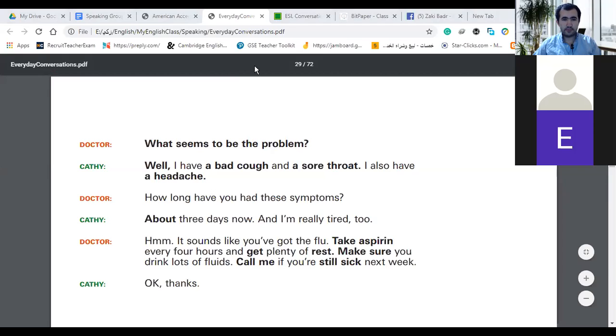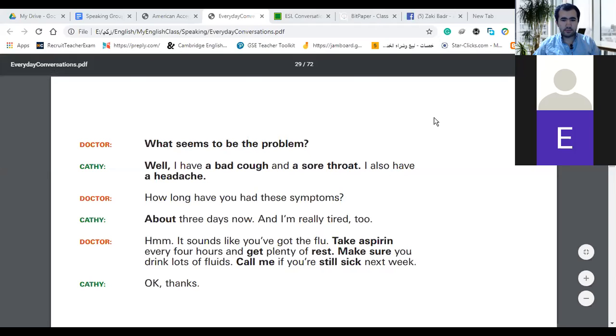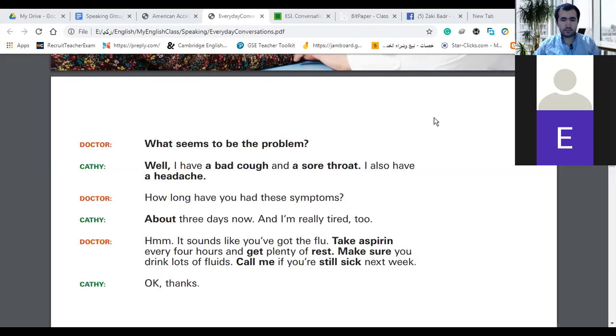What seems to be the problem? Well, I have a bad cough, and a sore throat. I also have a headache. How long have you had these symptoms? About 3 days now, and I am really tired too. It sounds like you have got the flu. Take aspirin every 4 hours and get plenty of rest. Make sure you drink lots of fruits.